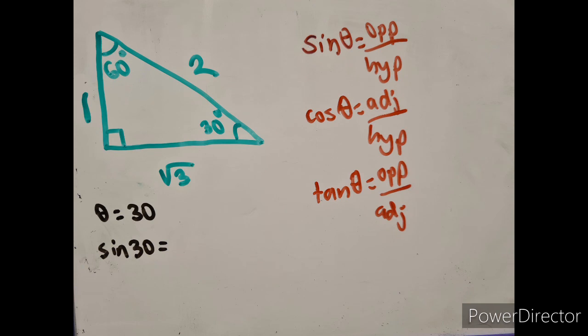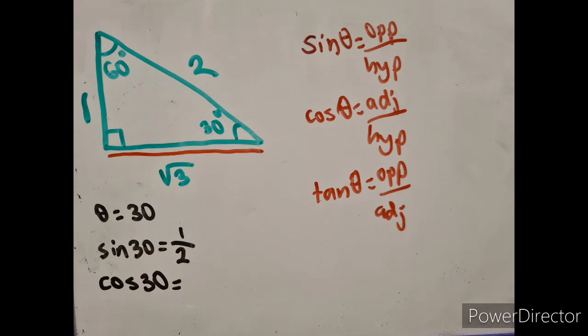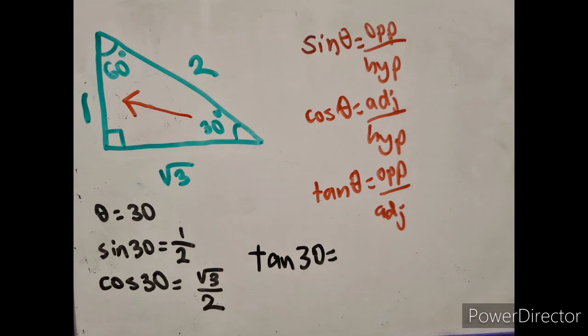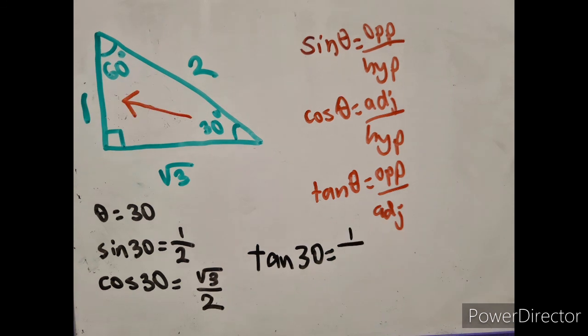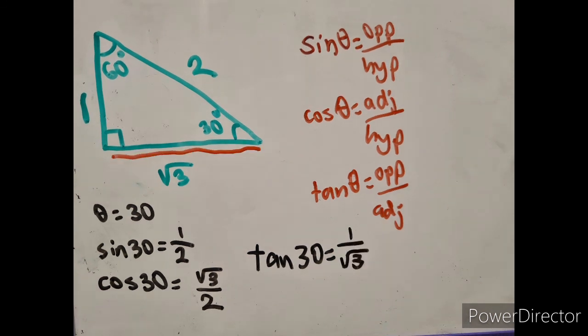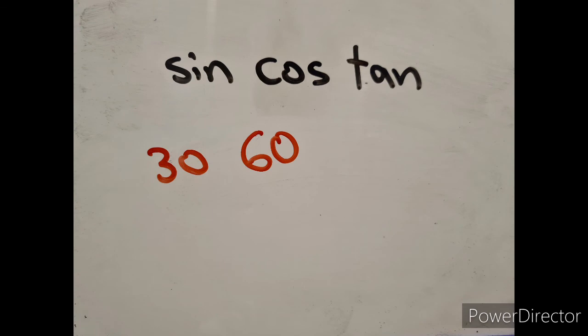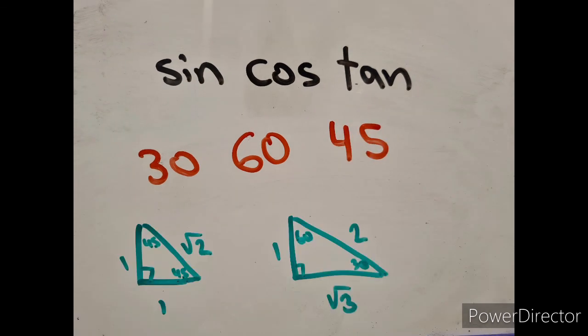Sine of 30 is equal to opposite, which is 1, divided by hypotenuse, which is 2. Cosine of 30 is equal to adjacent, which is the square root of 3, divided by hypotenuse, which is 2. Tangent of 30 is equal to opposite, which is 1, divided by adjacent, which is the square root of 3. And now we've learned how to find the sine, cosine, and tangent of 30, 60, and 45 degrees using special triangles.